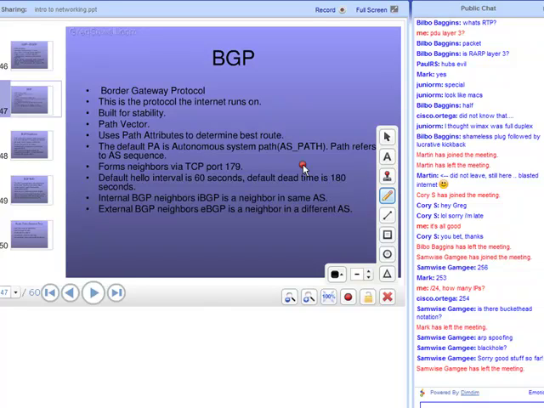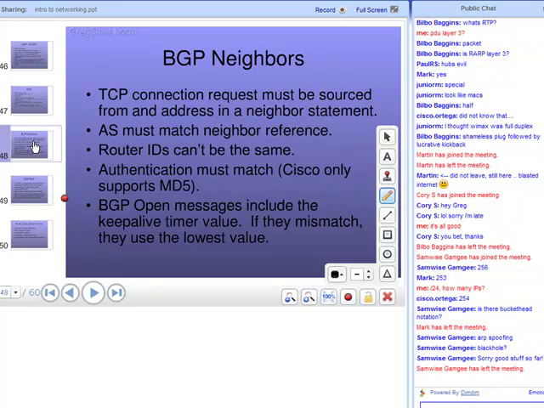Let's see. IBGP, internal BGP, means somebody in the same AS connected to you. eBGP means it's somebody from the other side. Let's see, BGP neighbors must be sourced from a neighbor statement. The AS must match that reference.